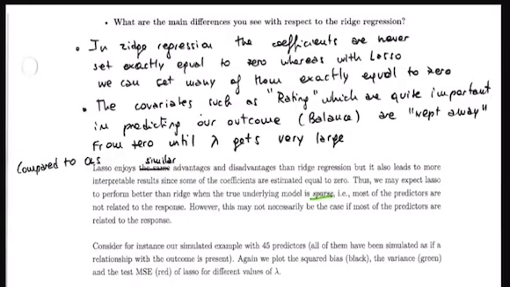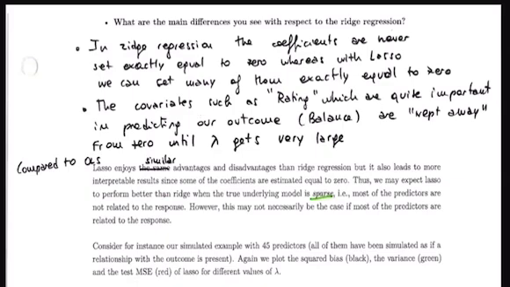I said in ridge regression, the coefficients are never set exactly equal to zero, whereas in lasso we set many of them exactly equal to zero. And I said the covariates such as rating, which are quite important in predicting our outcome balance, are kept away from zero until lambda gets very large. There are some variables that may not have a statistically significant effect, but practically they should be in our model. In that situation, the appropriate regularization should be ridge.